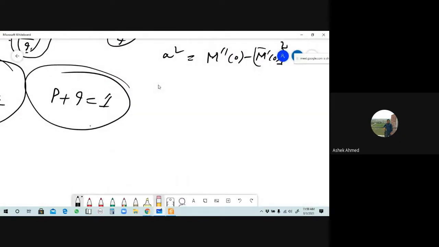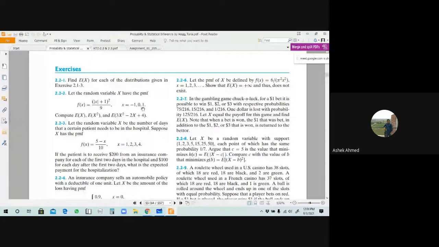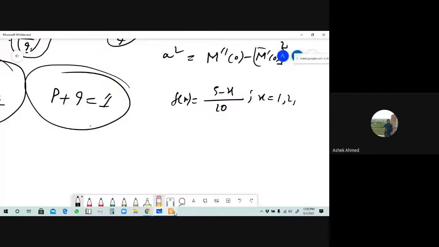F of x is here, (5 minus x) by 10. The values of x are here: 1, 2, 3 and 4.